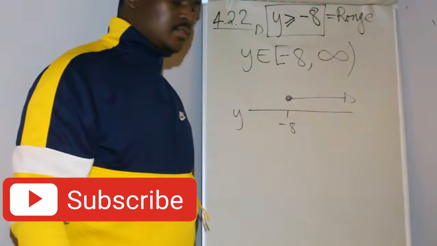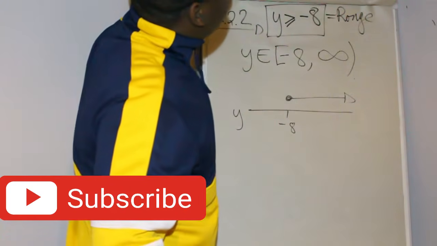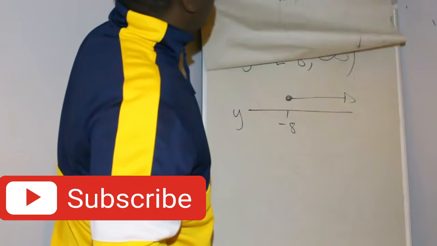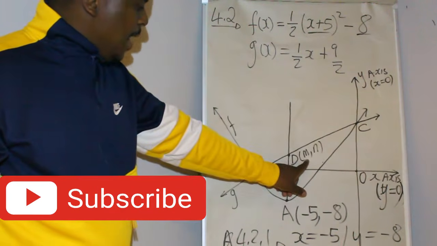Let's go to the next question. The next question reads as follows: calculate the values of m and n. Let's go to the function. They are saying calculate the values of m and n.